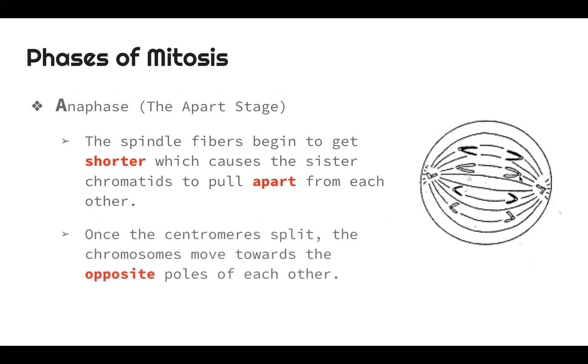Once the centromere is split, the chromosomes move toward the opposite poles of each other. So these used to be twins and they were connected, and now they're pulled apart. Same with these. So each of the chromatids is going to be pulled to an opposite end of the cell.